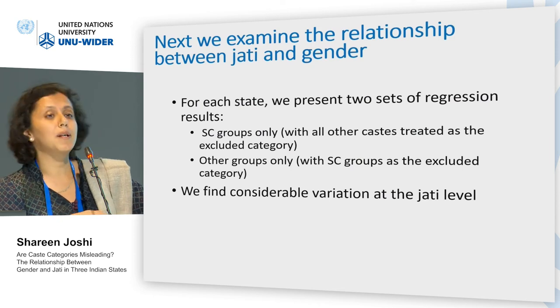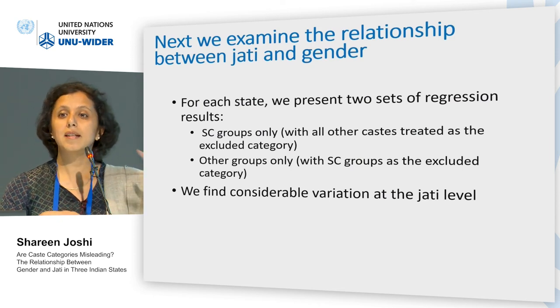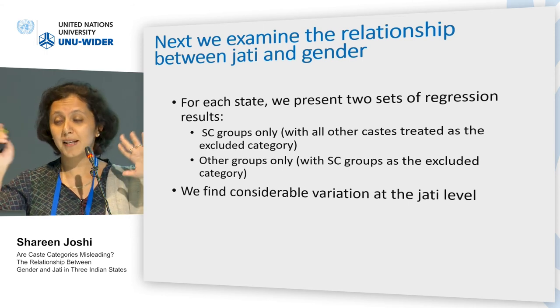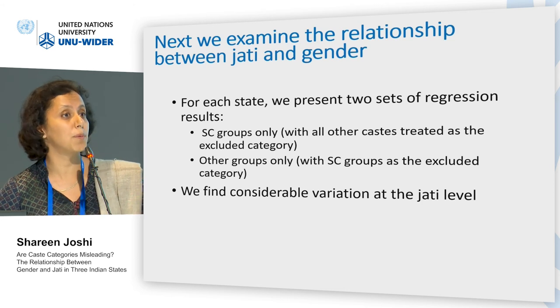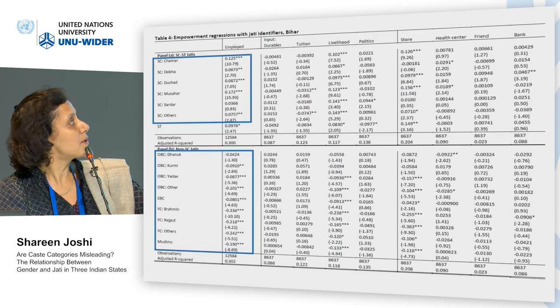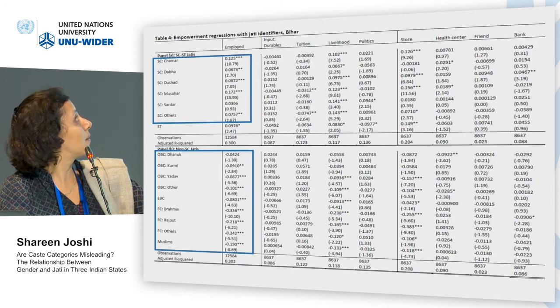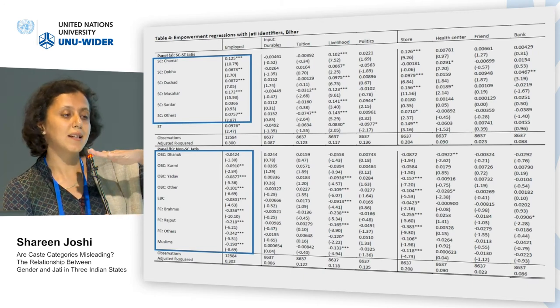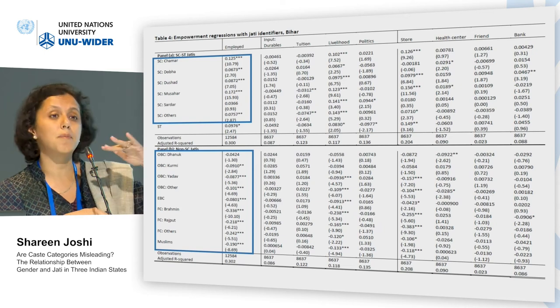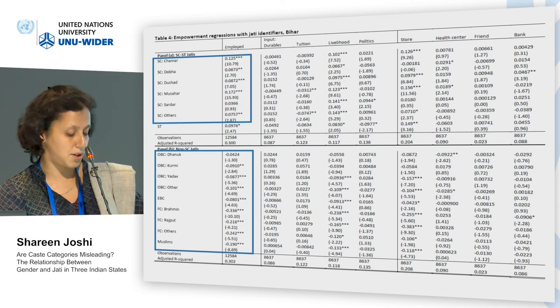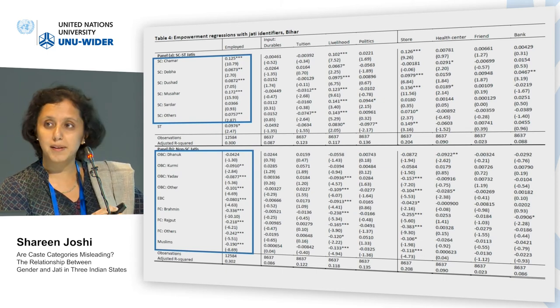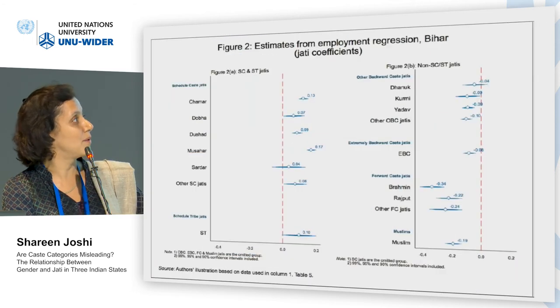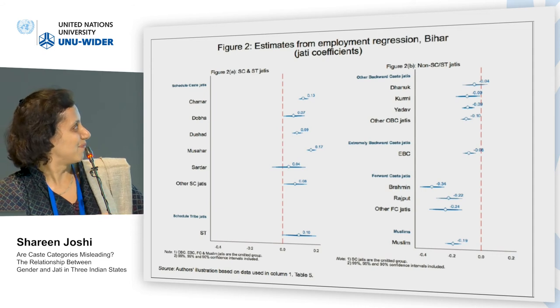Next, what we do is we look at the same relationship at the level of jati, right? And remember the conclusion I gave away, that you'll see a lot more nuance when we look at the jati level. So first, we're going to treat the higher ranked castes as the omitted category in our OLS regression. And in the bottom table, I'm going to treat SC as the excluded category. And again, I'm going to try and show you this visually because you can't read 10-point font even when it's blown up on a screen.